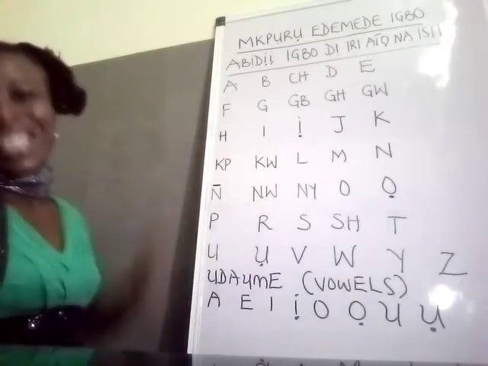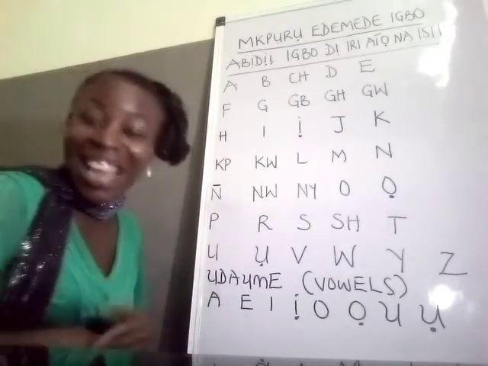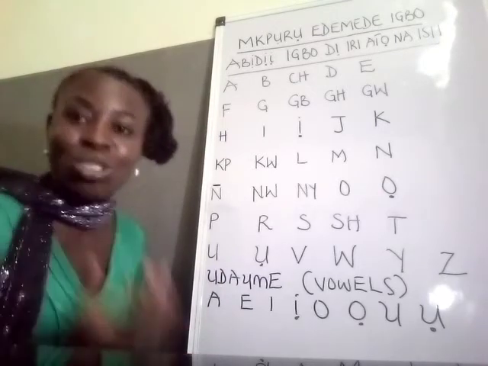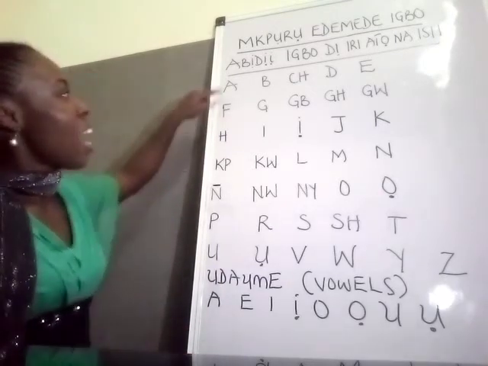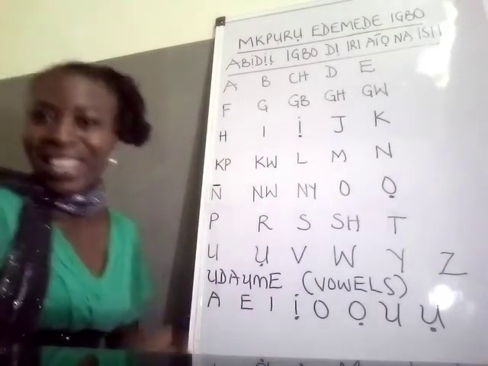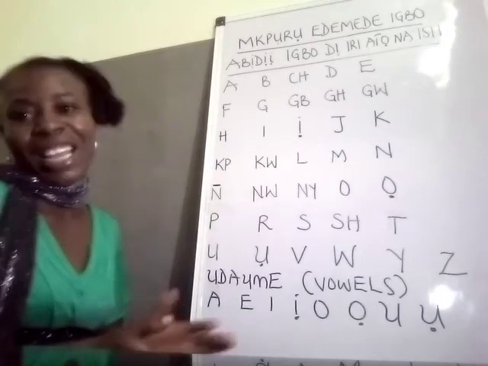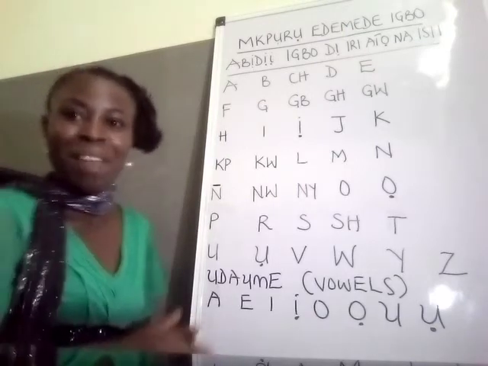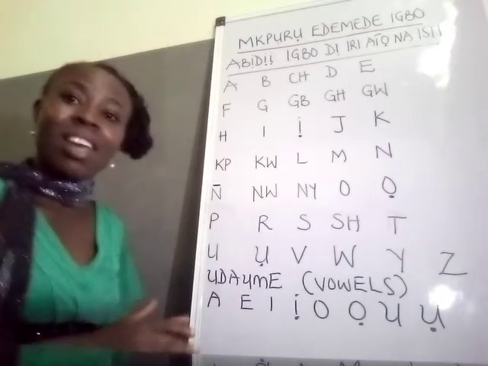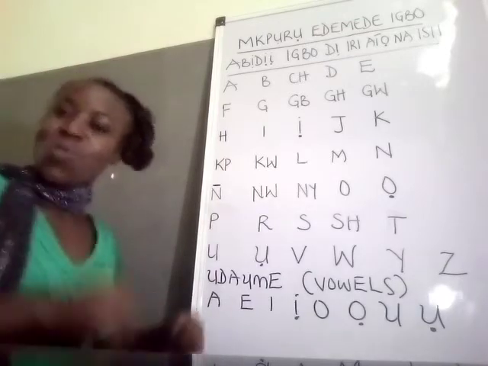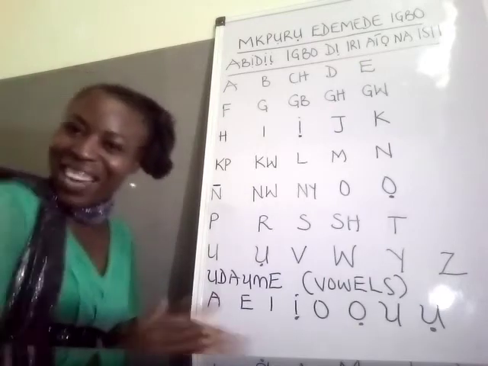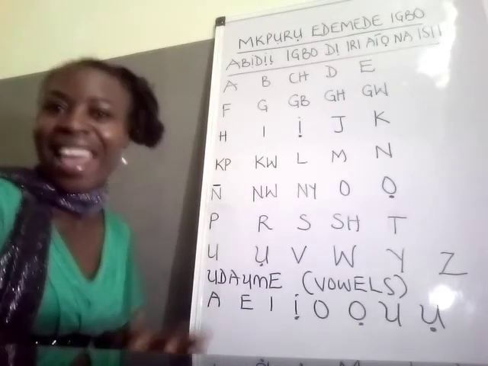Okay, let's go from the beginning. I like this. I like using songs to teach it. It makes it interesting. A, B, C, D, E, fi, gi, wi, hi, I, J, K. Mkpuruedemede Igbo. O, O, pi, ri, si, shi, ti, u, vi, wi, ye, ze.